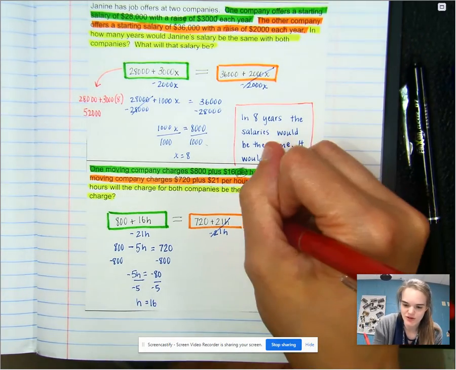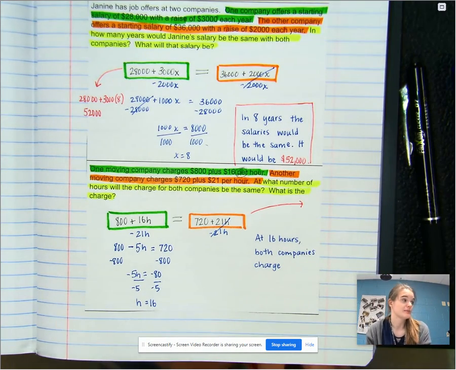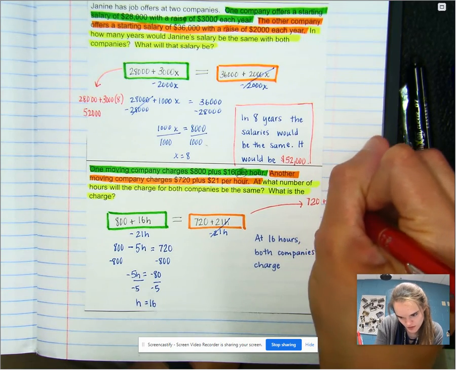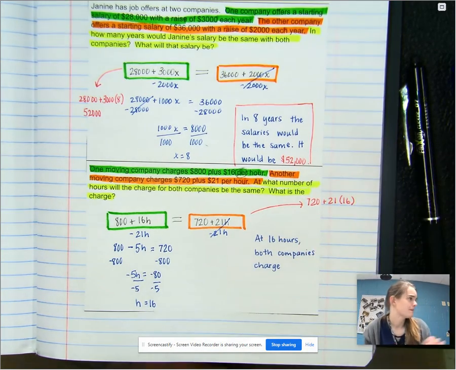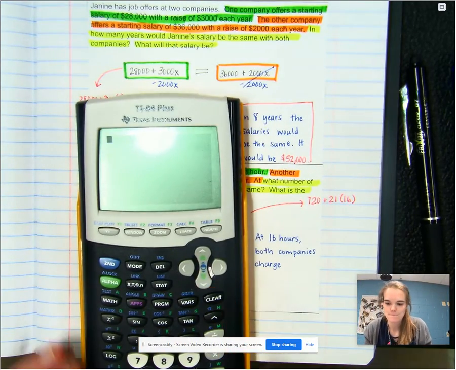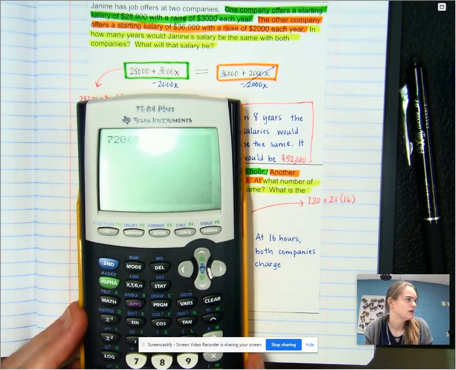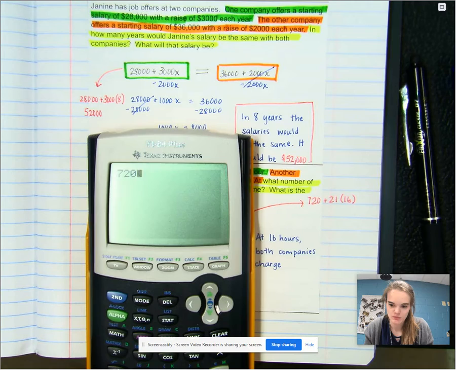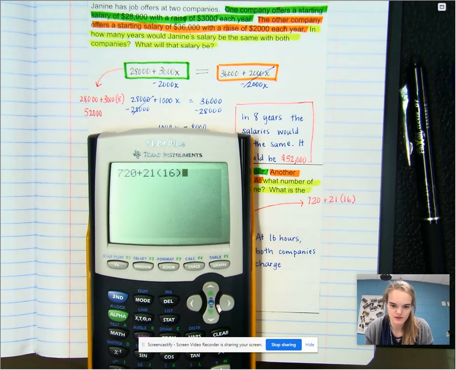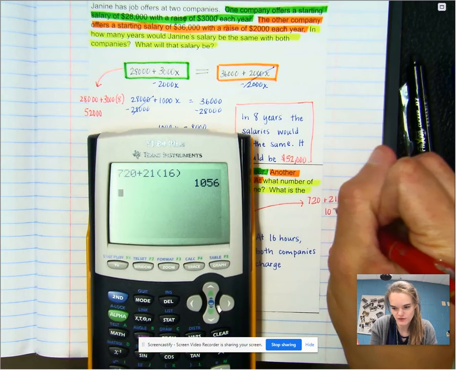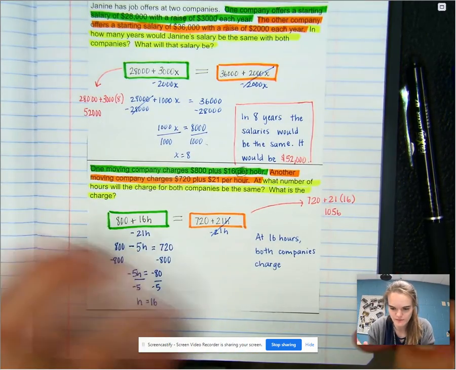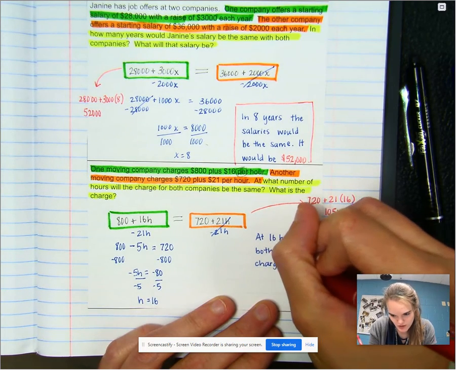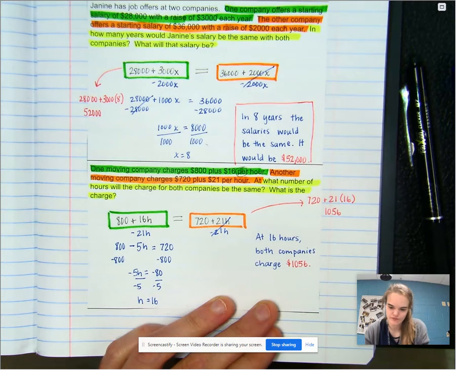And just to show you it doesn't matter, I'm going to use this side this time, but it doesn't matter which one you use. 720 plus 21 times 16. 720, move it so you can see, not on the line, plus 21 times 16, 1,056. It's expensive to move, evidently. I've never paid movers, but at 16 hours, both companies charge $1,056.